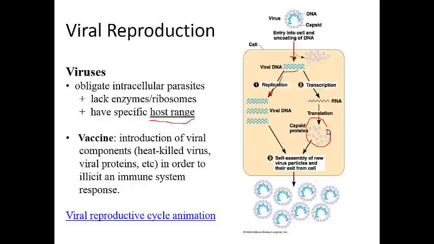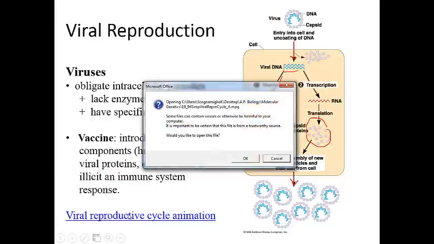Once the genetic information has been replicated, once the viral proteins have been created, the viruses will self-assemble and exit the host cell. In the process of exiting, the host cell is usually killed as an end result. Here we see a short animation showing us how viral reproduction takes place.